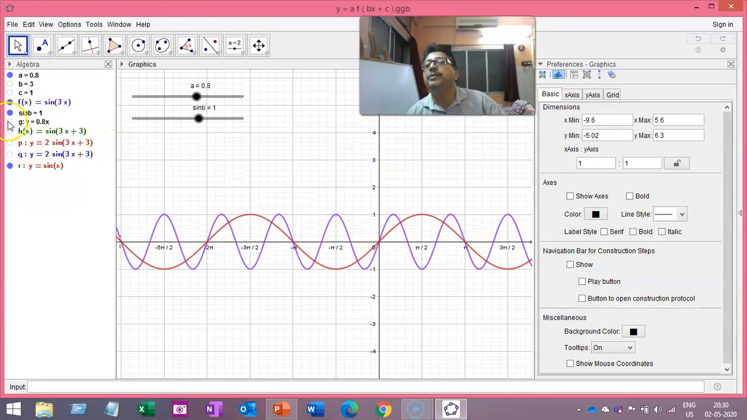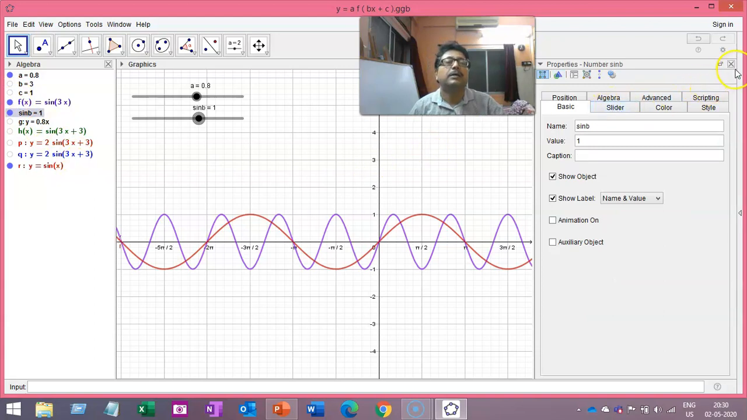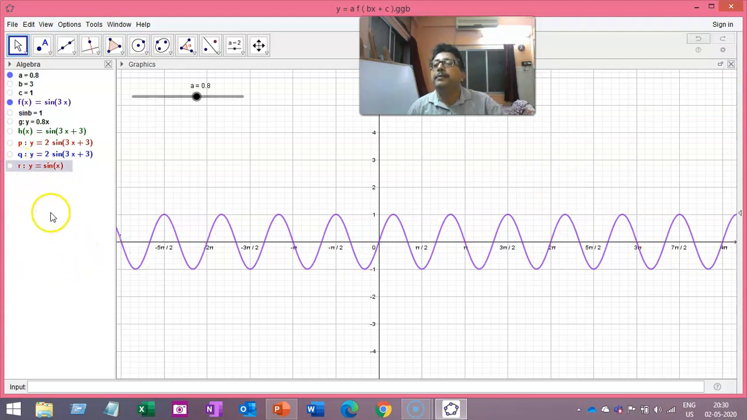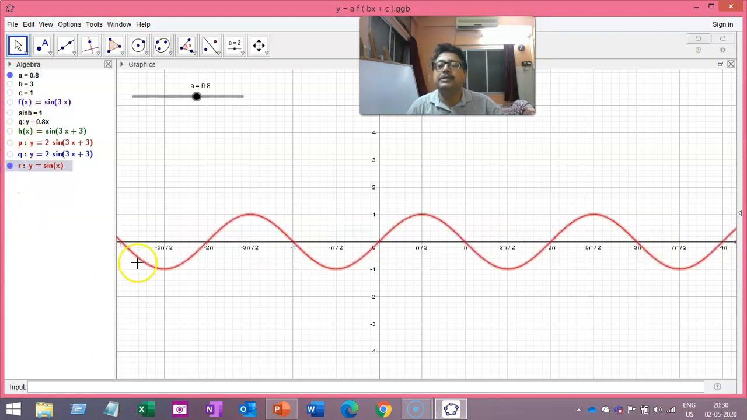I am showing you with some example here. I have taken the graph of f(x) equal to, suppose I am taking f(x) equal to sin x first. What is the period? All of you can see the period is going to be 0 to 2 pi, that is 2 pi. Here minus 2 pi to 0, that is also 2 pi. So everywhere, 2 pi to 4 pi, see the graph repeats. So the fundamental period is going to be 2 pi.